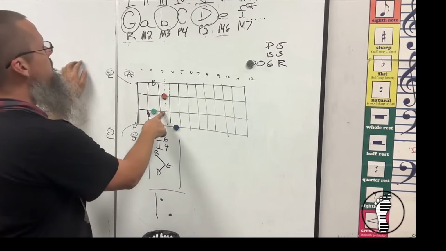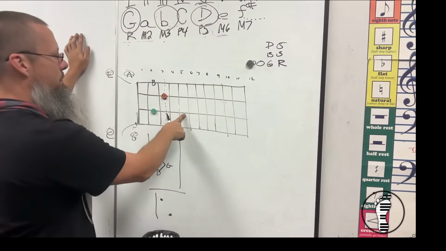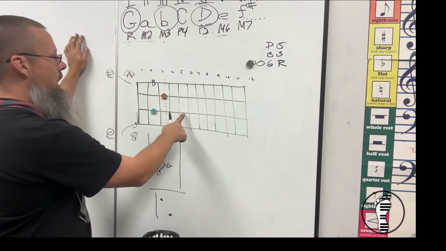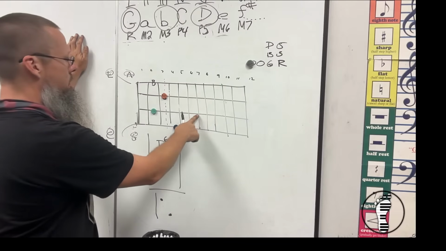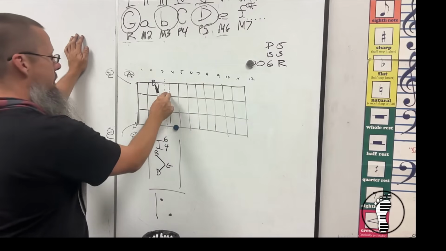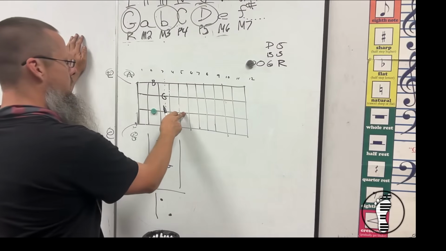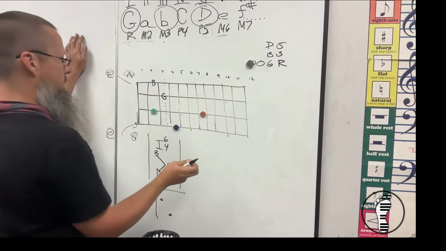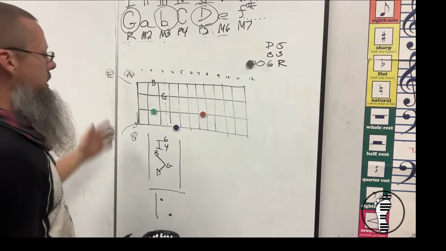D, D sharp. E, well, E sharp is an F. F, F sharp. F sharp, G. All right, well, that's my root. D, E, F, F sharp, G. Okie dokie. Well, if we have a G, B, D, what are we looking for here?